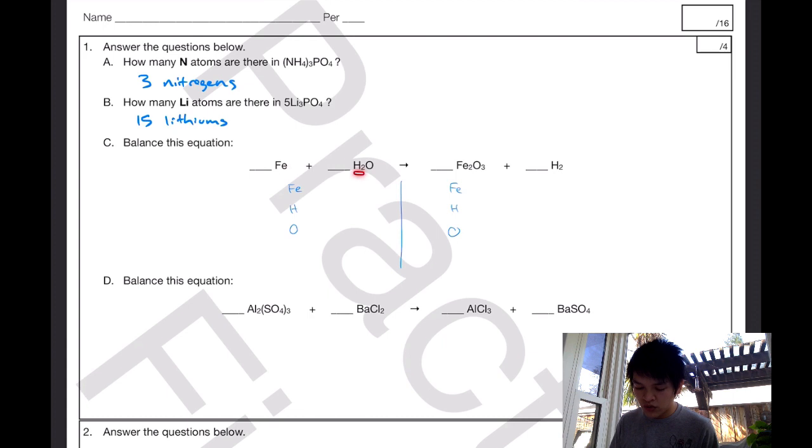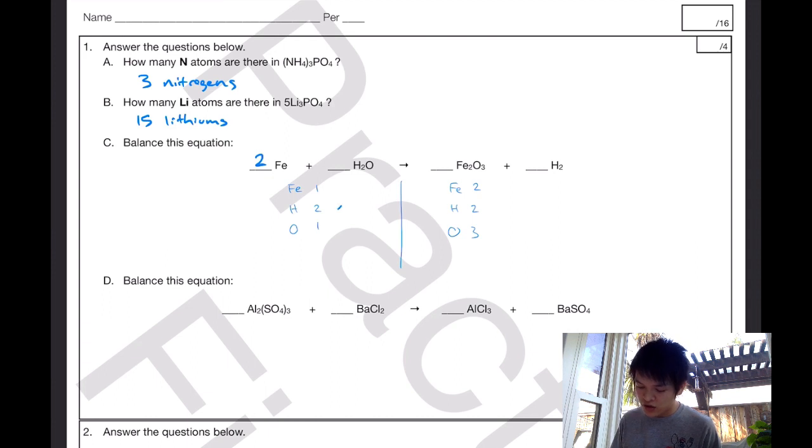There's 1 iron, 2 hydrogens, and 1 oxygen on the reactant side. And on the product side, what we have is 2 irons, 3 oxygens, and 2 hydrogens. And now you try to compare between the left and the right and start balancing each of these atoms. The iron looks like it's not balanced. You need 2 more on the left side, or rather you want 2 on the left side.